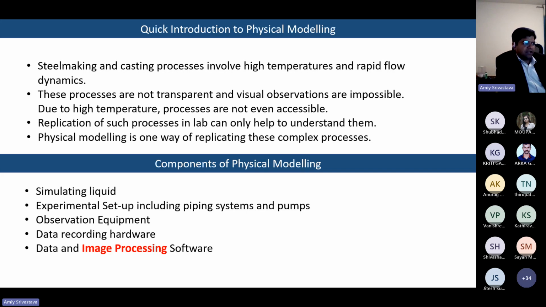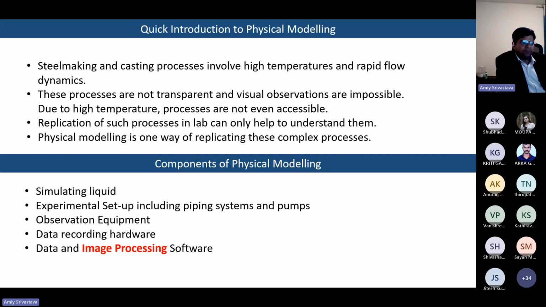The second part is the experimental setup, including piping systems and pumps. You need to mimic your real continuous caster. Once you are making a model, you need to have knowledge of how to make the piping system, which pump should be used, and which equipment should be used so that it cannot be corroded by the water or the liquid metal, and the pump material should not be reactive. A lot of calculations you have to perform.